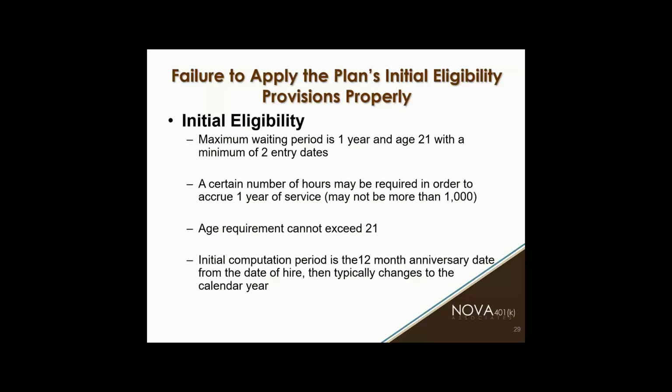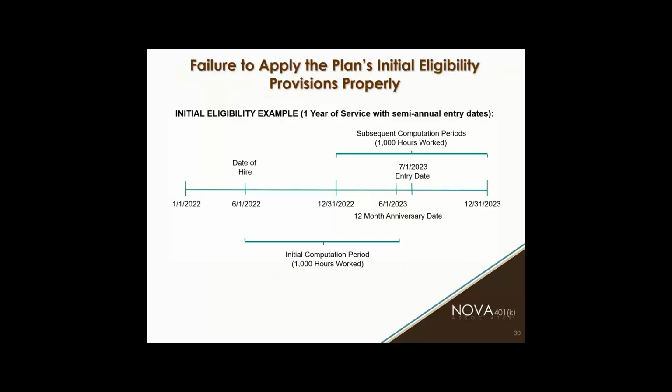This is a part where people may get confused. Looking at it this way, if I have somebody that hires on 6/1 of 2022, my initial computation period is the 12-month anniversary date, so 6/1 of 23 right here. And I'm asking the question, did this person work 1,000 hours or more in that period? And you can see it across these calendar years. If the answer is yes, they get credited with 1 year of service on the anniversary date. Not the minute they worked the 1,000th hour, but on the anniversary date.